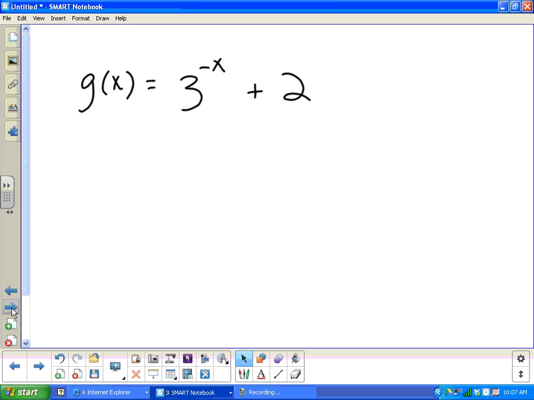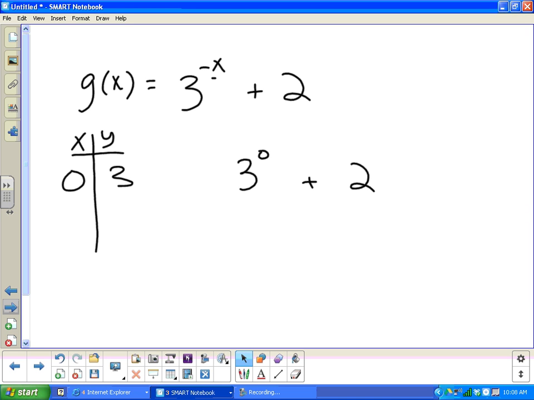Okay? Now, so let's do our t-table. So what do we put in the t-table? Values of x that make the exponent 0 and 1. So what makes the exponent 0? 0. So now let's plug in 0. So that will give me 3 to the 0 power plus 2. All right, so guys, what's 3 to the 0 power? 1, and then 1 and 2 would be 3. Good. Now, the other one is, what makes the exponent 1?